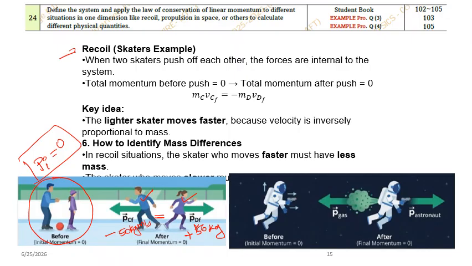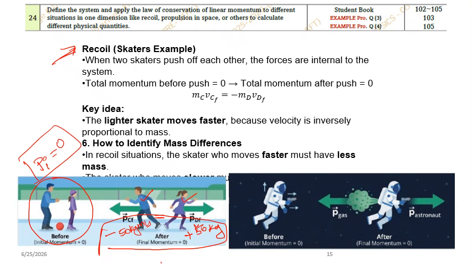After pushing each other, what is the total momentum? Look, when you add it together, you will get 0. So before and after, the total momentum will remain the same. Still, in this situation also, what is conserved? Momentum is conserved. Based on that, in this particular situation, we need to calculate the velocity of recoil.